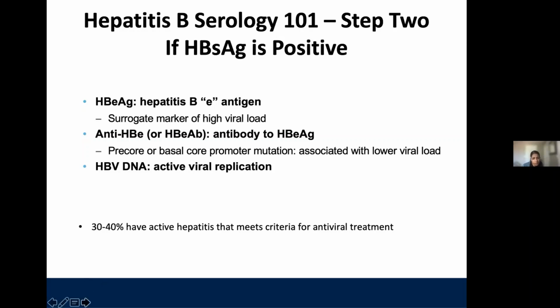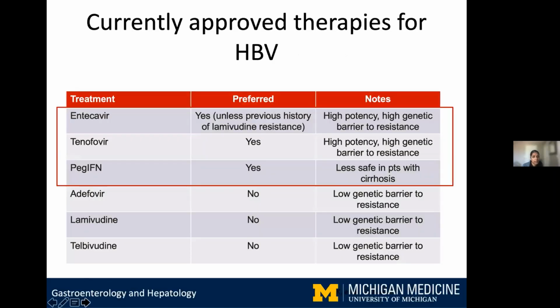About 30 to 40% have active hepatitis that meets criteria for antiviral treatment for Hep B. There are more than 6 treatments that are now approved for hepatitis B. There's one treatment that's not on here, which is tenofovir alafenamide, which was approved in 2017. So that's the 7th one that should be listed here. The top line treatments are entecavir, tenofovir alafenamide, and pegylated interferon. Those are first line preferred treatments.